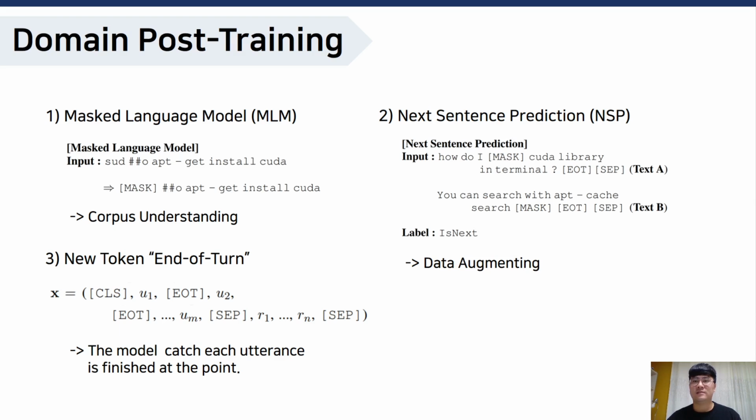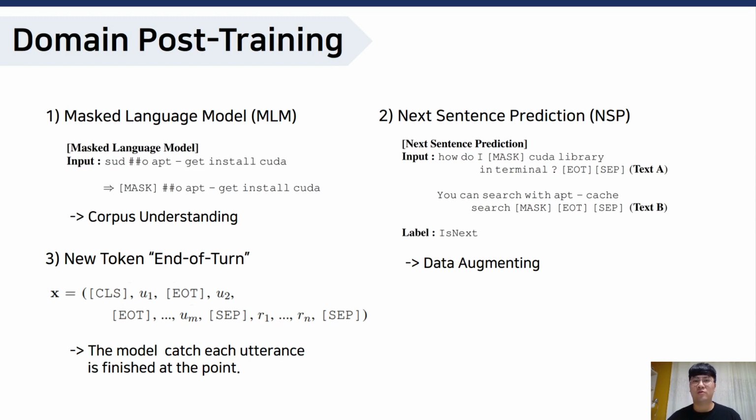Unlike a general sentence, a multi-turn dialog system is composed of a set of utterances. Therefore, we add a new special token, the end-of-turn token, and append it to the end of each utterance to let the model catch that each utterance is finished at that point.